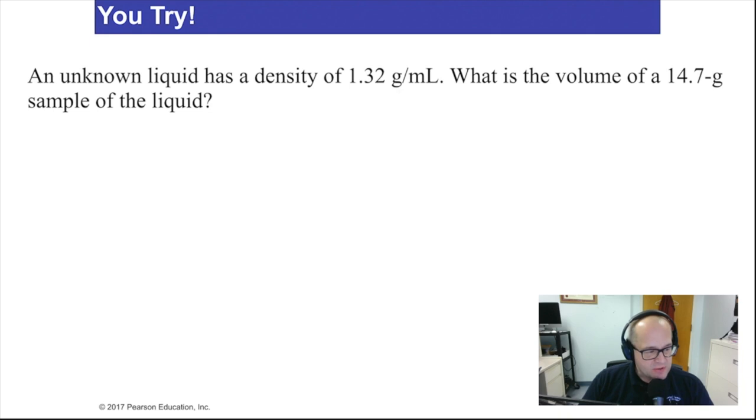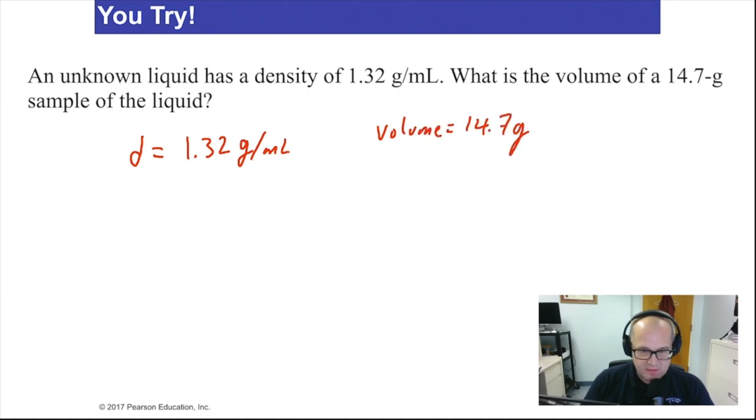Now, let's try this question together. An unknown liquid has a density of 1.32 grams per milliliter. So they're giving us the density. So density equals 1.32 grams per milliliter. Mass equals 14.7 grams. All right, so far, so good, guys. What is the volume? Oops, did I say volume? I'm so sorry, guys. Mass. There we go. Volume is actually the question mark. And it wants the answer in milliliters.